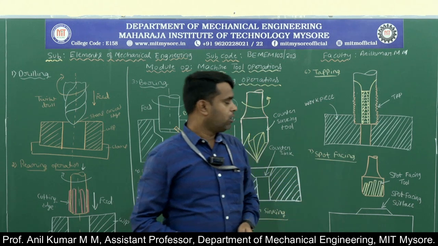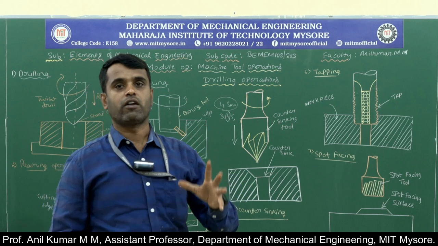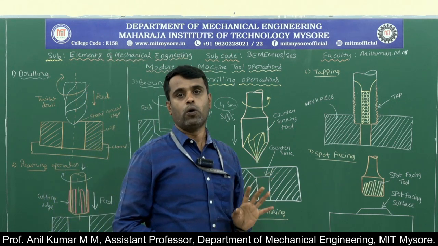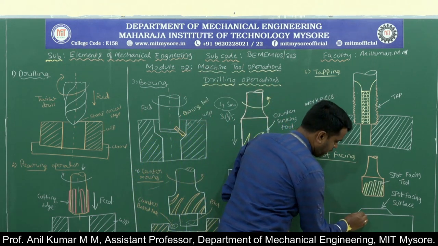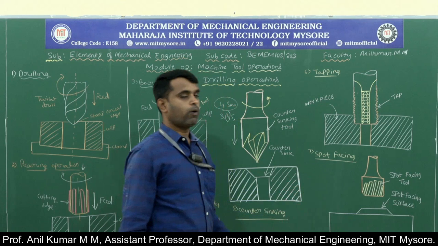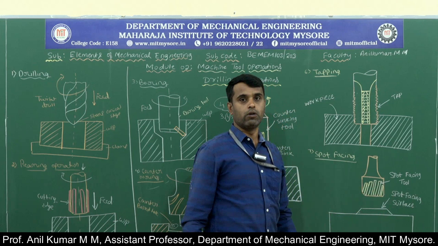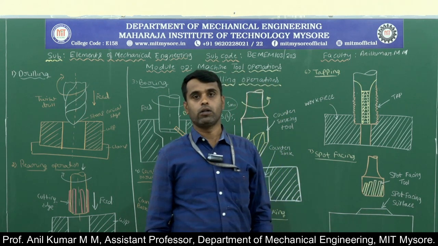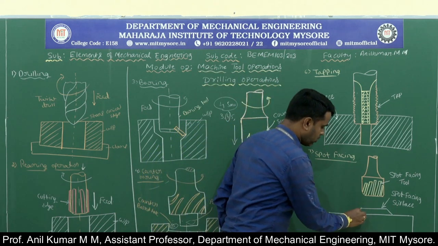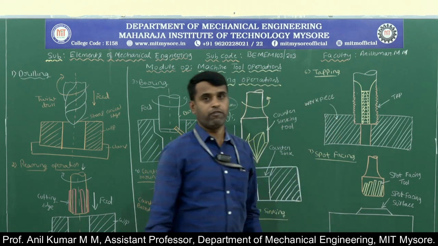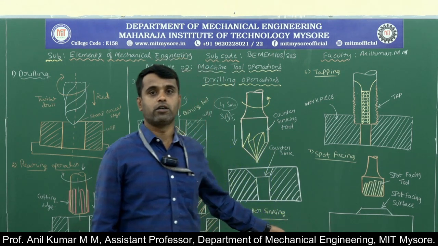Next operation is the spot facing operation. Spot facing is the finishing operation or smoothing the surface around the hole. Just we are finishing the surface around the hole, we can call it as the spot facing. This operation is carried out with the help of the spot facing tool. First we have to drill the hole to the exact size, and then with the help of the spot facing tool we can finish the surface around the hole. We can call it the spot facing operation.